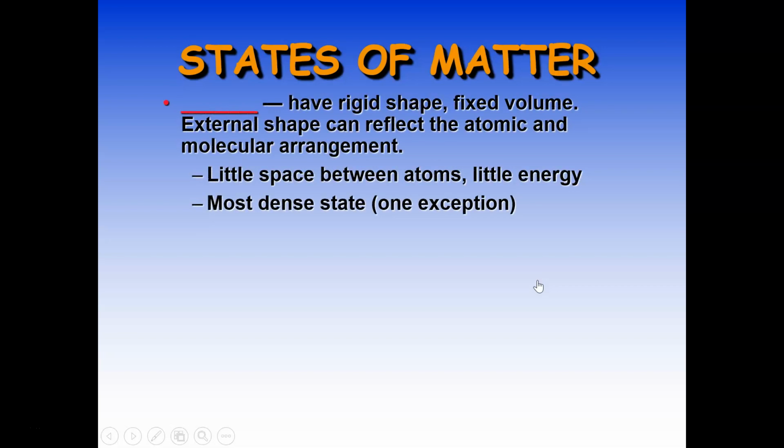So let's talk a little bit more about those states of matter. So blank state of matter has a rigid shape, fixed volume, and the external shape can reflect the atomic and molecular arrangement. There's very little space between atoms, little energy, and it is the most dense state of matter. There is an exception, but for our purposes, it's the most dense state of matter. So what am I describing? That's right, a solid.